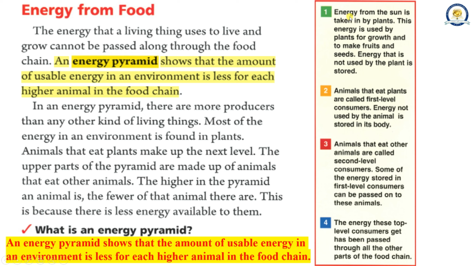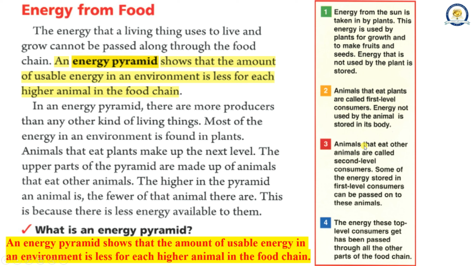1. Energy from the sun is taken in by plants. This energy is used by plants for growth and to make fruits and seeds. Energy that is not used by the plant is stored. 2. Animals that eat plants are called first-level consumers. Energy not used by the animal is stored in its body.